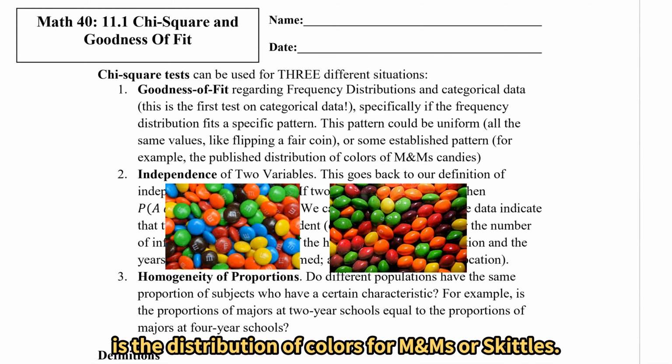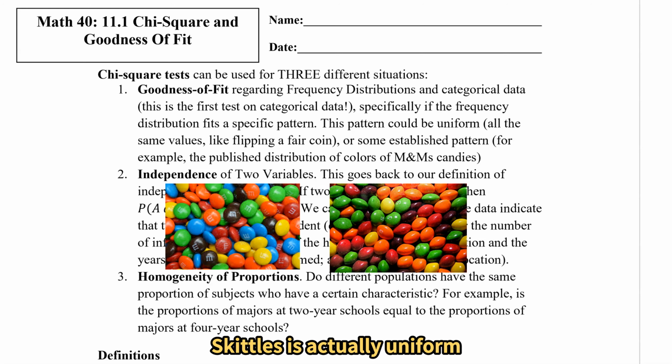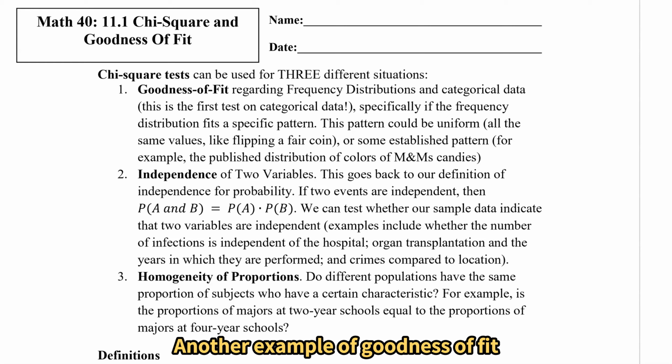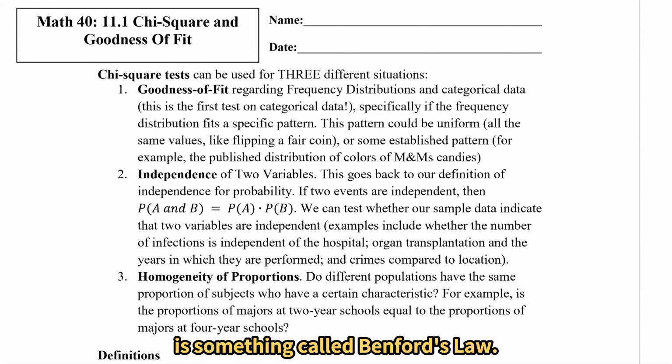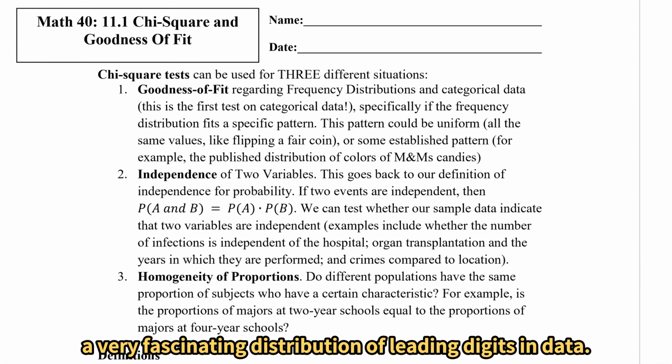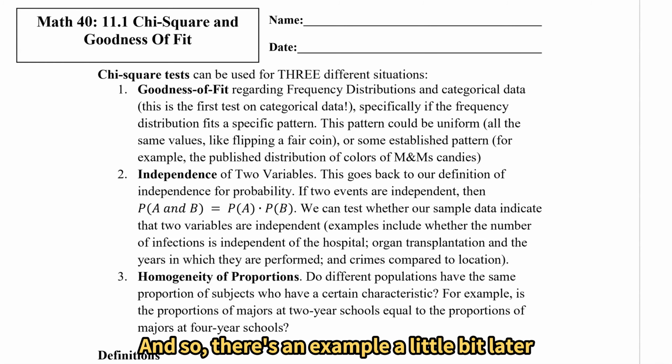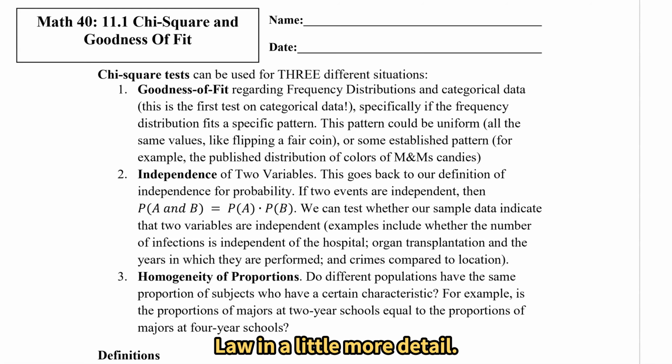One example is the distribution of colors for M&Ms or Skittles. Skittles is actually uniform, so that one isn't as much fun as working with the M&Ms, as the M&M colors are not uniform. Another example of goodness of fit that's following an established pattern is something called Benford's law. Benford's law is a very fascinating distribution of leading digits in data. And so there's an example a little bit later where we'll be looking at Benford's law in a little more detail.